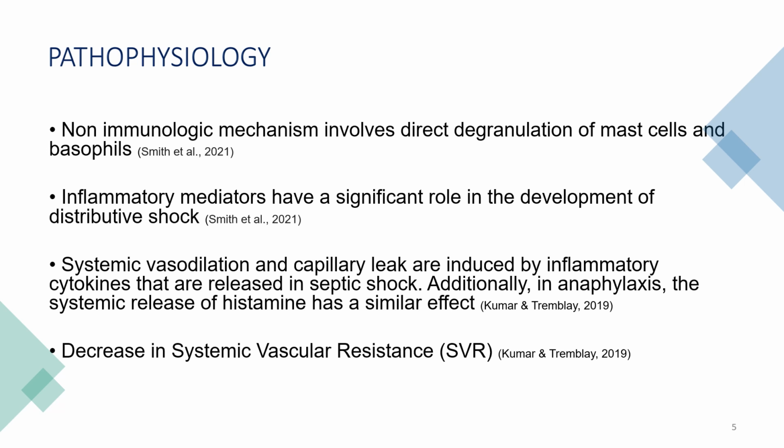Inflammatory mediators have a significant role in the development of distributive shock. Systemic vasodilation and capillary leak are induced by inflammatory cytokines that are released in septic shock. Additionally, in anaphylaxis, the systemic release of histamine has a very similar effect. In distributive shock secondary to anaphylaxis, systemic vascular resistance is decreased due to this histamine release. Additionally, there is an increase in the synthesis and release of prostaglandins, which further increases vasodilation. The pathological redistribution of the absolute intravascular volume creates a state of relative hypovolemia.